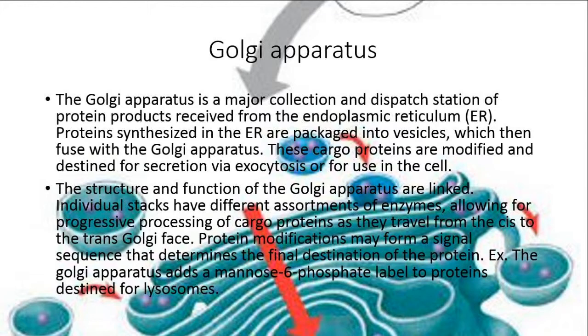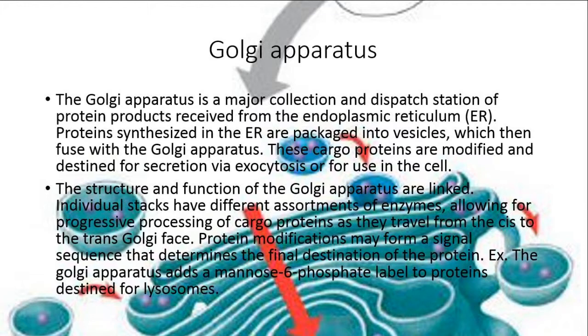Another important function of the Golgi apparatus is the formation of proteoglycan. Golgi enzymes attach protein to glycosaminoglycan, thus creating proteoglycan. Glycosaminoglycans are long unbranched polysaccharide molecules present in the extracellular matrix of animal cells.